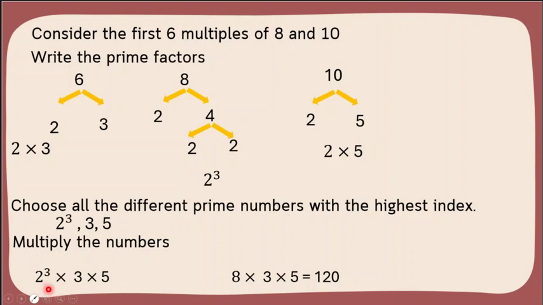2 to the power 3 is basically 2 times 2 times 2. 2 times 2 is 4, times another 2 is 8, times 3 times 5. 8 times 5 is 40. 40 times 3 is 120. This is the LCM of 8, 6, and 10 using the prime factors, which tells us that if we were to list the multiples, then we would have to find the 20th multiple of 6 and the 15th multiple of 8, and then the 12th multiple of 10 before we could have found this, which is cumbersome. But then by using the prime factors, we simply find it this way.